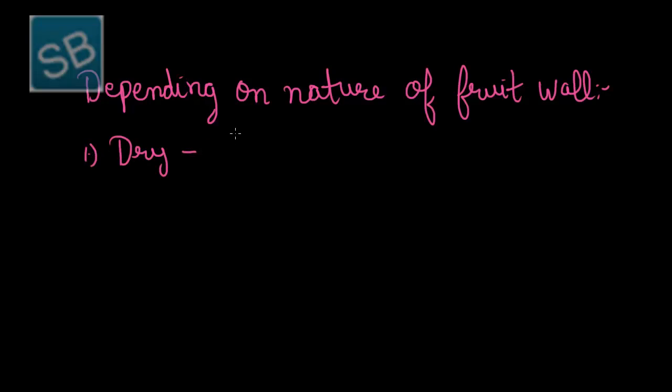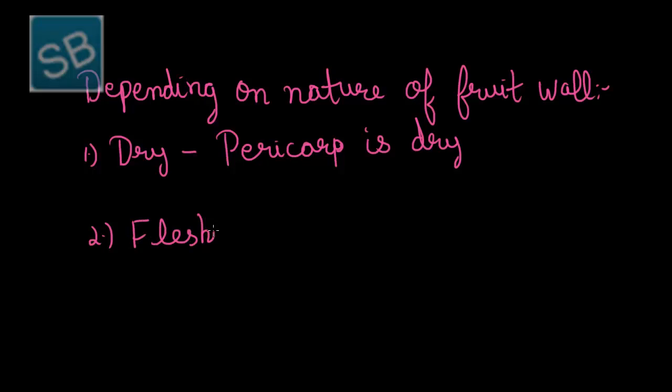In the case of true fruit, depending on the nature of the wall of the fruit, fruits can again be classified into two. That is dry, in which the pericarp or the fruit wall is dry, and the second type is fleshy, in which the pericarp or the fruit wall is fleshy in nature.